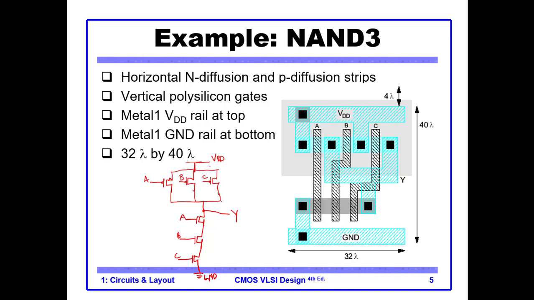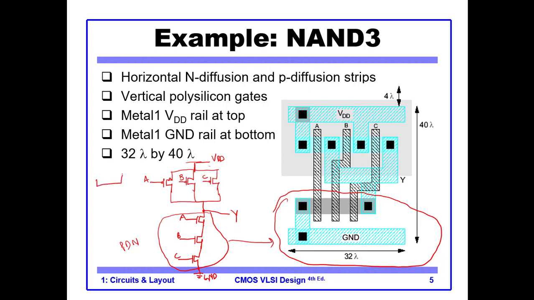Let's see how this is translated into the layout. Maybe we should start with this part, which is our pull down network. It is here. Our pull down network is entirely located here. So you can wonder how these transistors are connected and what a transistor looks like in a layout.